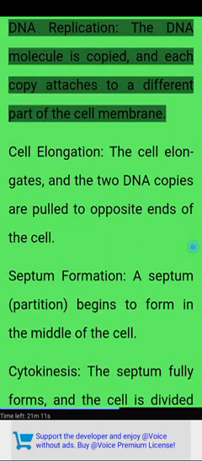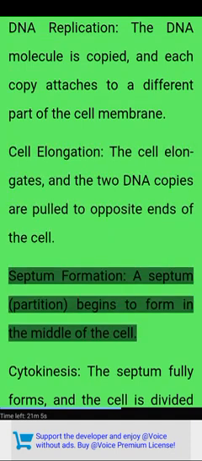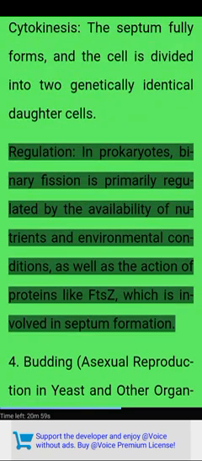Steps in binary fission. DNA replication. The DNA molecule is copied, and each copy attaches to a different part of the cell membrane. Cell elongation. The cell elongates, and the two DNA copies are pulled to opposite ends of the cell. Septum formation. A septum partition begins to form in the middle of the cell. Cytokinesis. The septum fully forms, and the cell is divided into two genetically identical daughter cells.